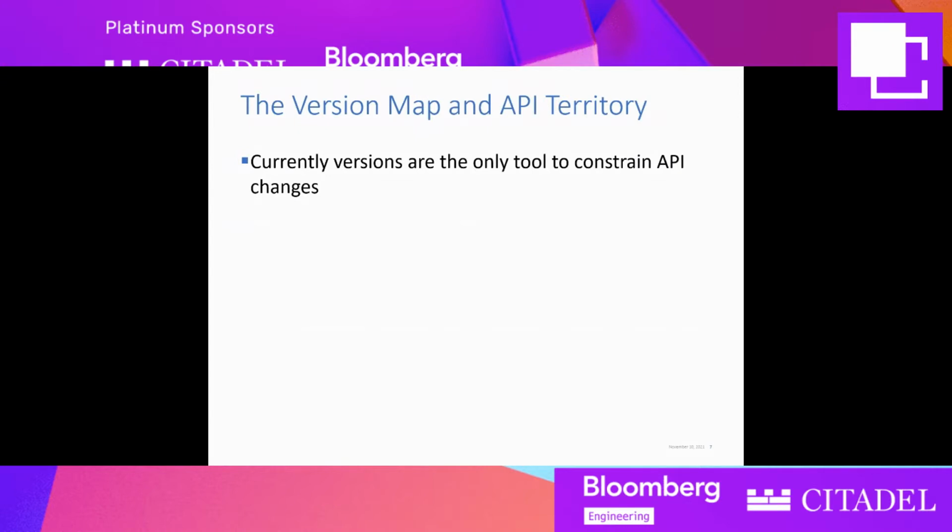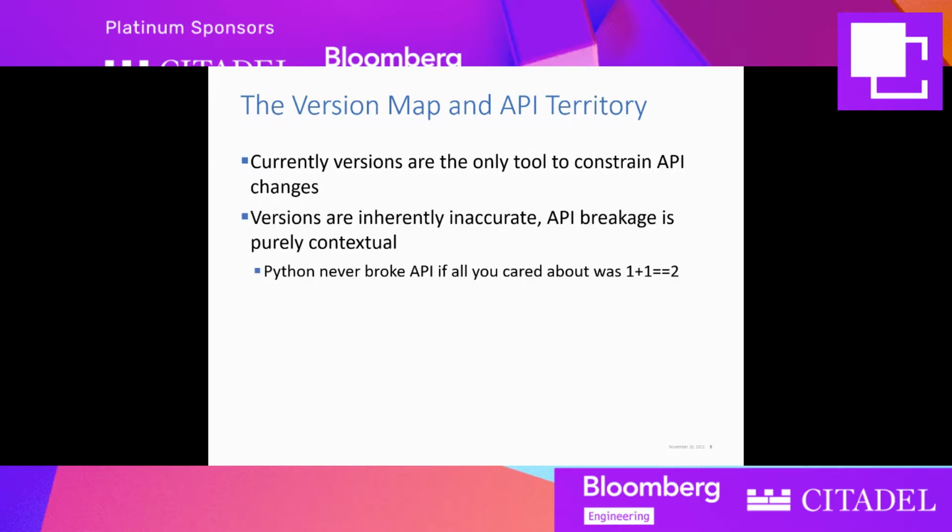Well, okay, versions are familiar territory, where you have to choose between them. And really, they're the only tool that we have to constrain API changes, right? You can't say that I want this one symbol, but not this other symbol. You just say, I want Python 3.6, and that's as good as it gets. Maybe you get a micro version and that gives you the information you need, but generally not. But versions are really inaccurate. And API breakage is purely conceptual.